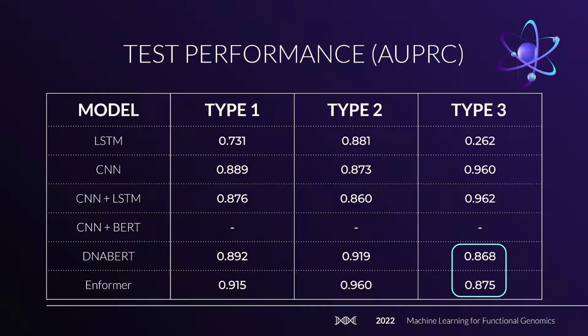Thanks, Kaushik. This table summarizes the area under the precision-recall curve for all of our models across the test sets. The top 3 are DeepMILO, the bottom 3 are ours. Unfortunately, we weren't able to get our CNN-BERT combined model to converge, but we were able to fine-tune DNABERT and train a small Enformer from scratch.